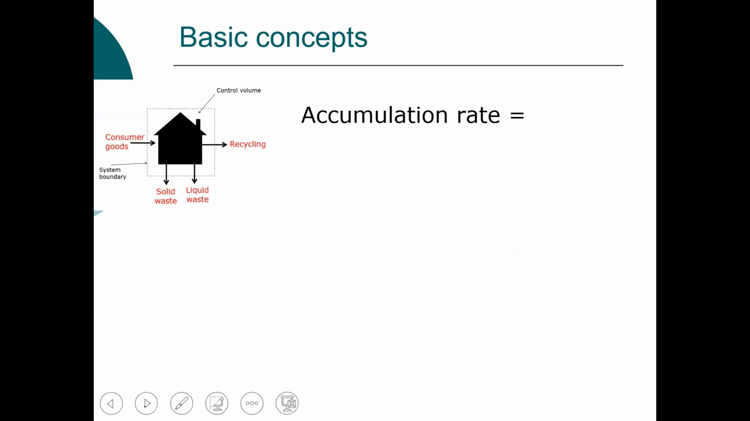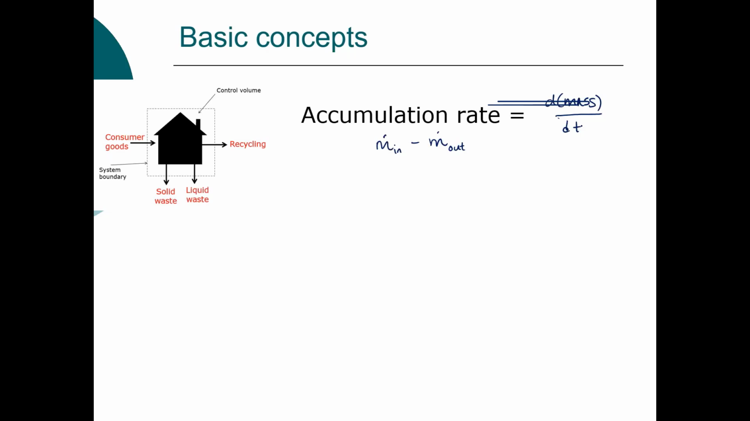Now, if we go here, we can write now that we have an accumulation rate. So that's what we're looking at. We're looking at the change in mass in this space. So we can add terms. So we have the mass rate in minus the mass rate out, and that equals our accumulation rate, or the change in mass with respect to time.